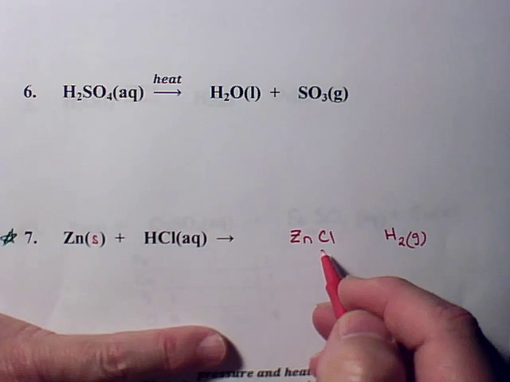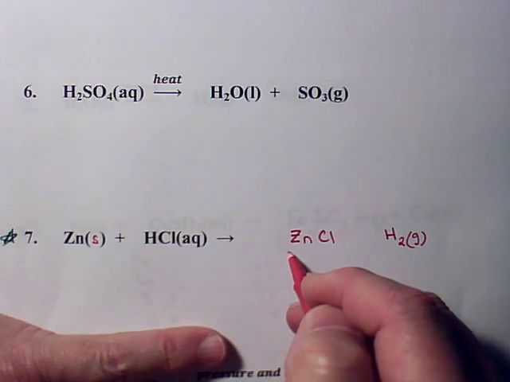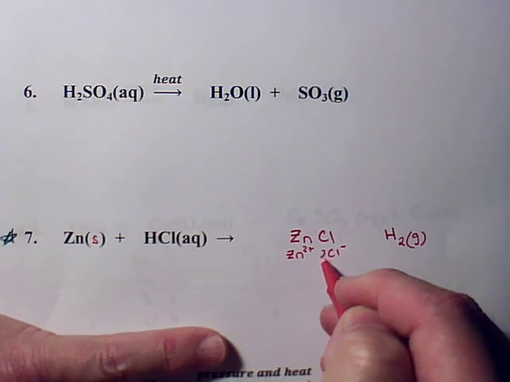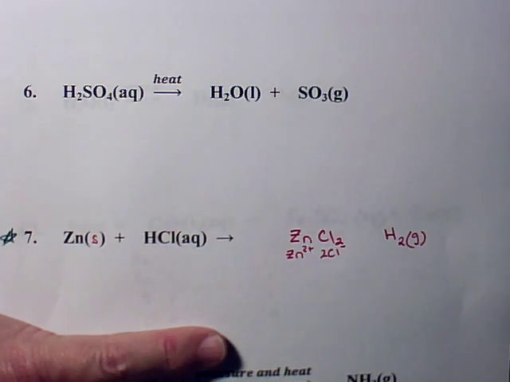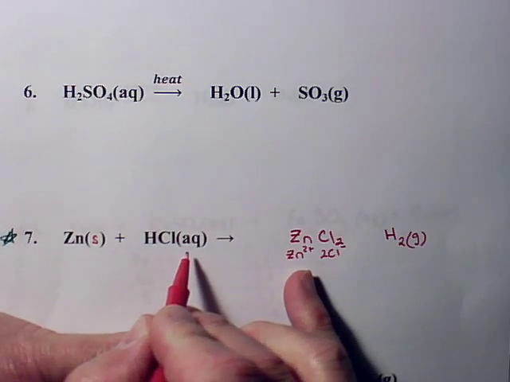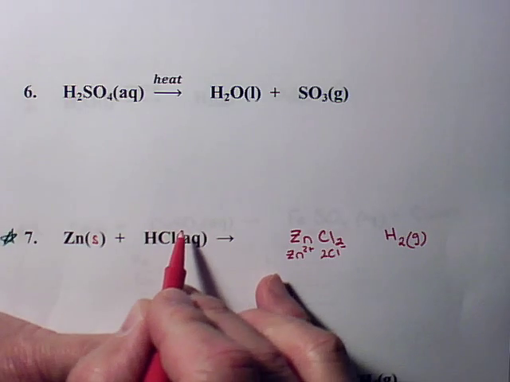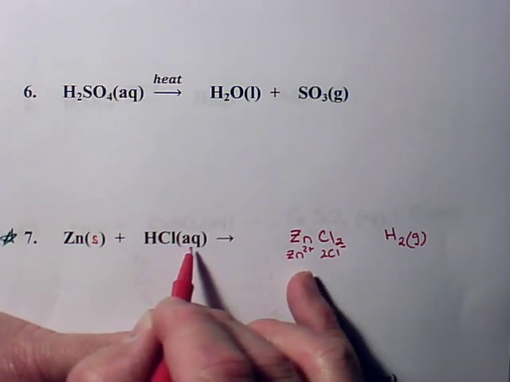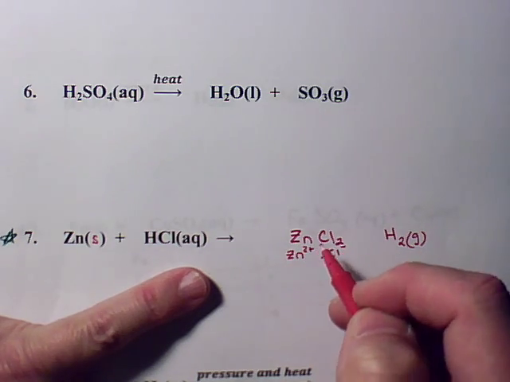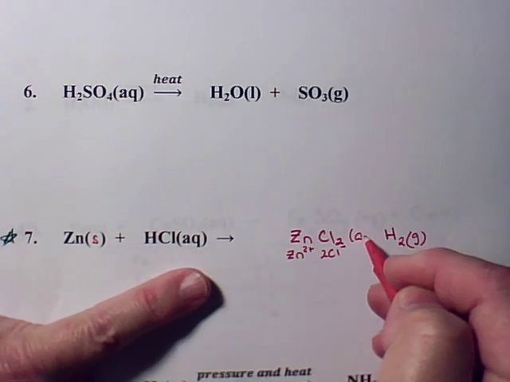Okay? Zinc, it has a 2+ charge. Chlorine has a 1 negative charge, so we need 2 chlorines. So this is ZnCl2. You need to know that most chlorides are soluble. There are a few exceptions. There's no exception for zinc. So if there's water around, and we're showing that there is water around because we have aqueous next to this hydrochloric acid, if this is soluble, it will dissolve, and we'll call it also aqueous.